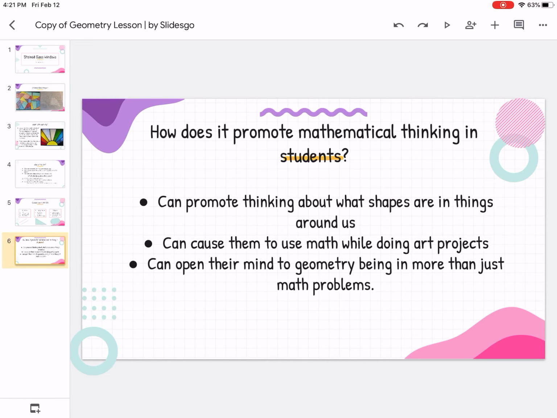And then how does it promote mathematical thinking in students? It can promote thinking about what shapes are in things around us, and it can cause them to use math outside of just math problems on a piece of paper. So we did this with an art piece that can be hung up on the wall. It's just to get the minds thinking about different ways that you can see math instead of just paper and pencil.